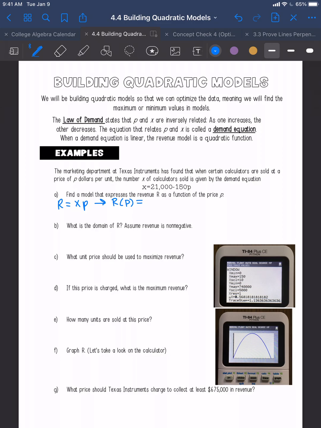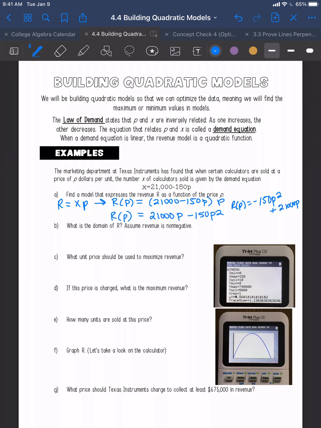So R of P equals 21,000 minus 150P times P, which is 21,000P minus 150P squared. You can leave it like that, or, since we're going to end up using the standard form of quadratic, we can also write that as negative 150P squared plus 21,000P.